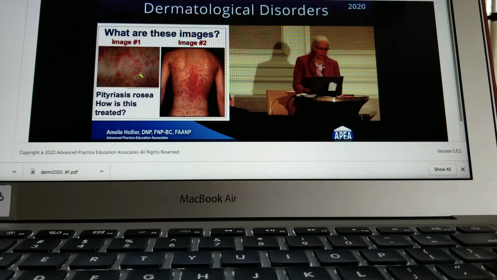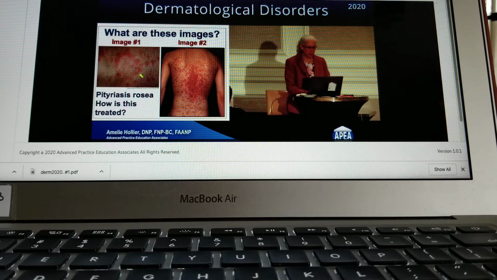There are 2 images up here. Here's the first one. And I don't know what in the world that is. It looks kind of fungal because it's central clearing. And then here's another picture, and oh, I know what this is. It's called pityriasis rosea. P-R is what your colleagues call it.